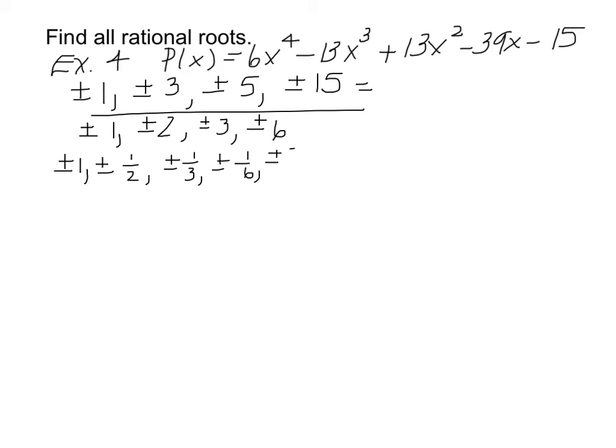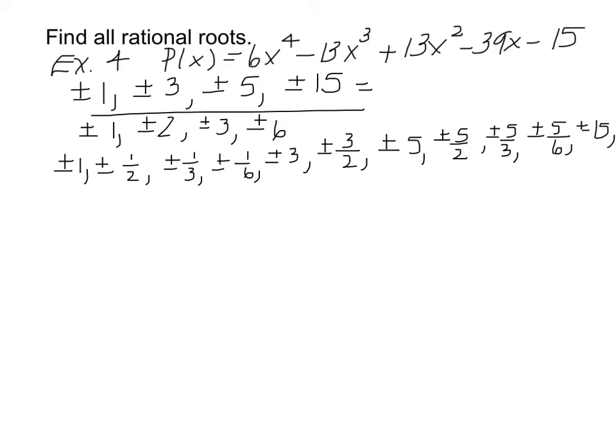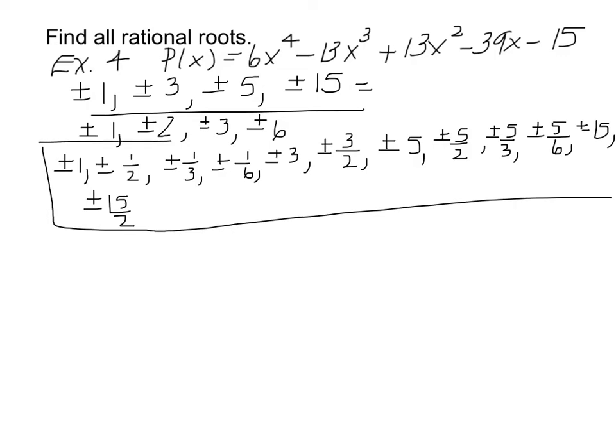Then plus or minus 3, 3/2, 3 over 3 we already have, 3 over 6 we have. Then plus or minus 5, 5/2, 5/3, 5 over 6, and then plus or minus 15, 15/2, 15/3 we already have, and 15 over 6 we already have. So that's my list of possibles.